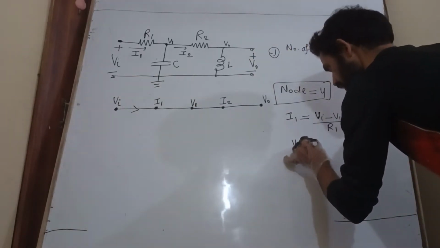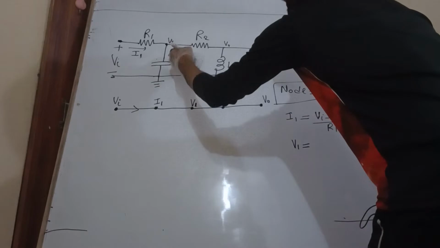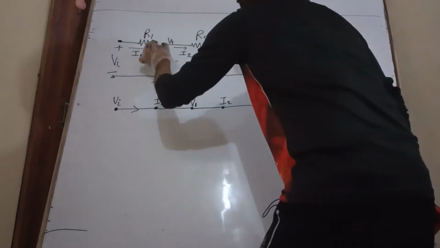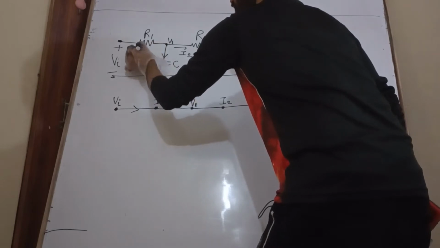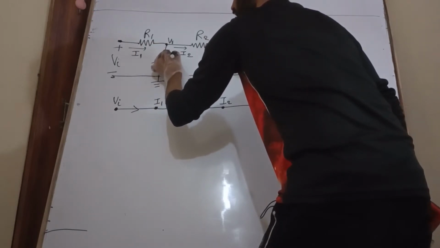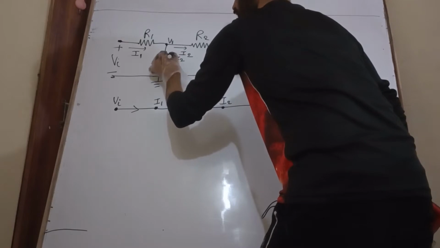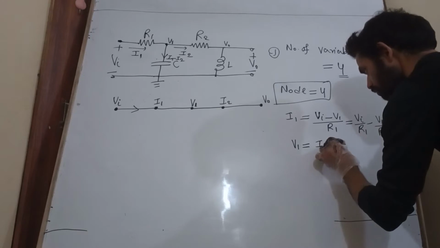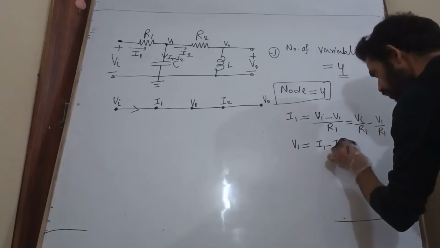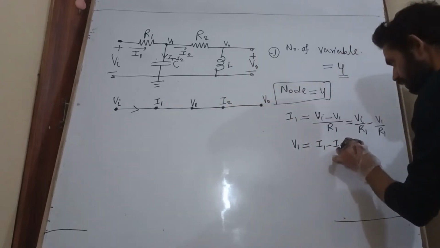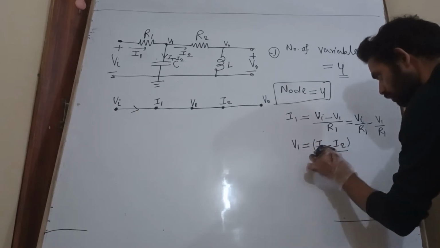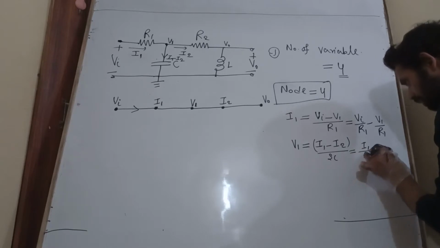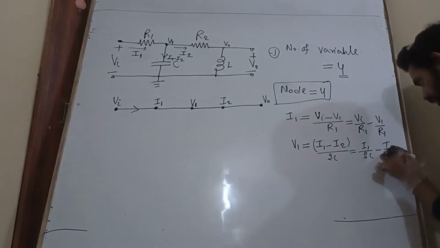V1. Right? V1 here. How much? V1 is equal to I into R. I into R means this current. This current is how much? Difference of this, I1 minus I2. So then V1 is equal to I into R, that is I1 minus I2 into R. Into R is what? 1 by SC, which is nothing but I1 by SC minus I2 by SC.